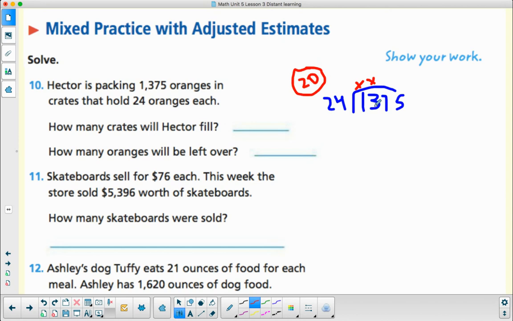How many 2s in 13? There are 6. 6 multiplied by 24. Well, I know 6 multiplied by 25 is 150. So 150 subtract 4 would be 144. Overestimate. Too much. So I'm going to bring my 6 down 1 to a 5.